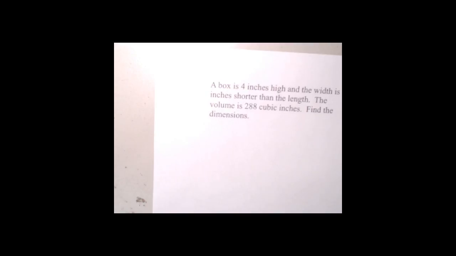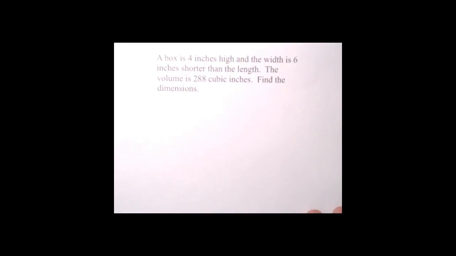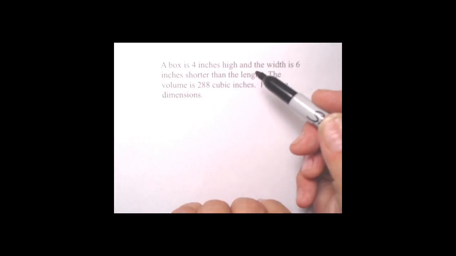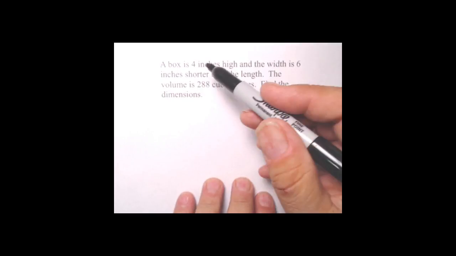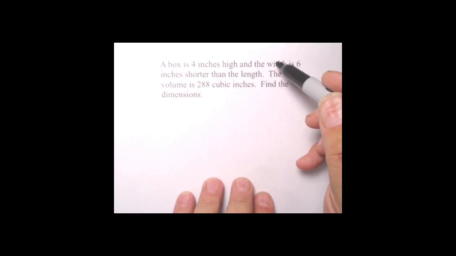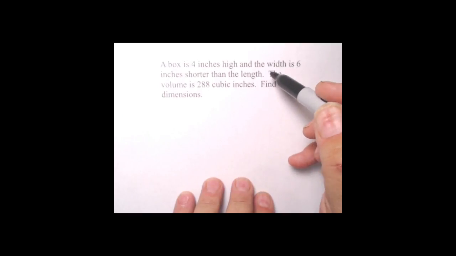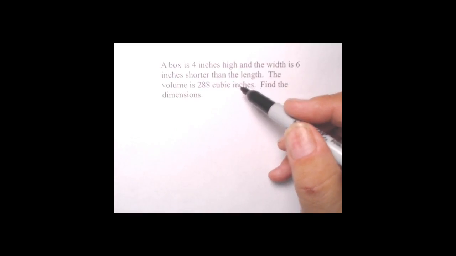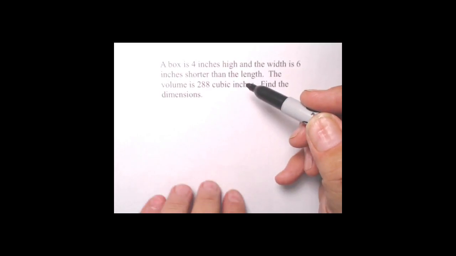Okay, now, let's try another one here. We can often work problems that deal with volume if they give us one of the sides. Here's an example. A box is 4 inches high, so we know that value. The width is 6 inches shorter than the length. The volume of the box is 288 cubic inches. Remember, volumes are in cubic inches, areas are in square inches.